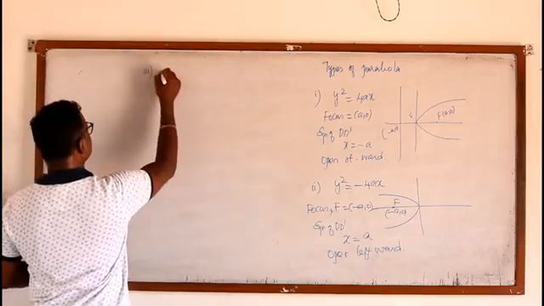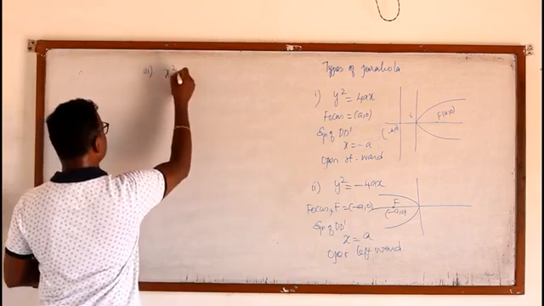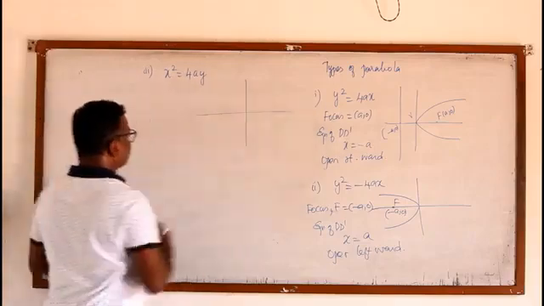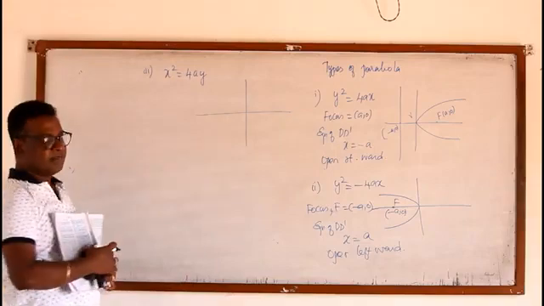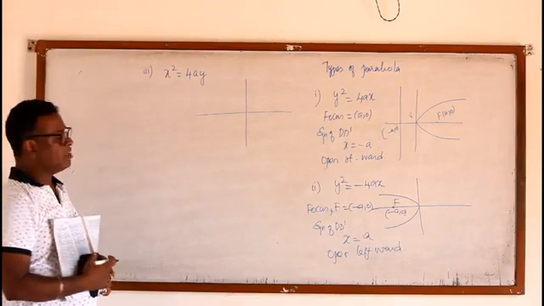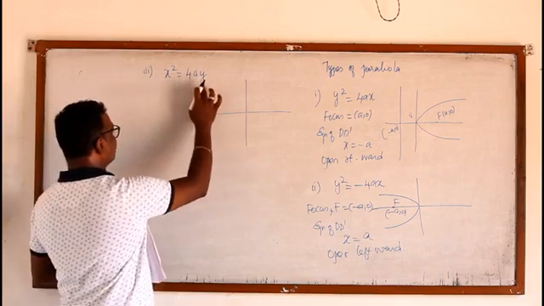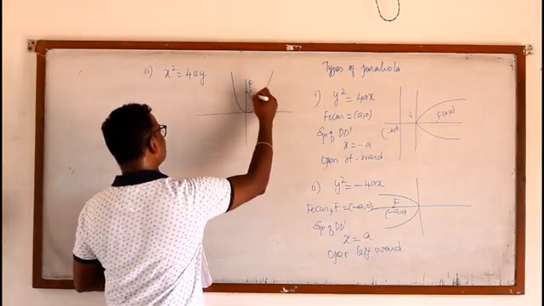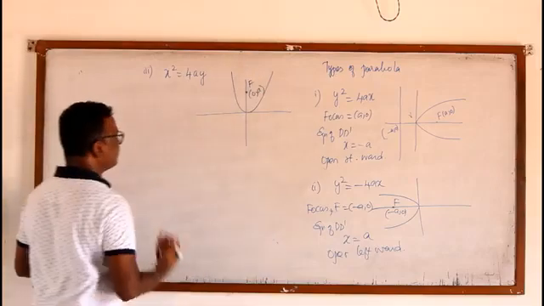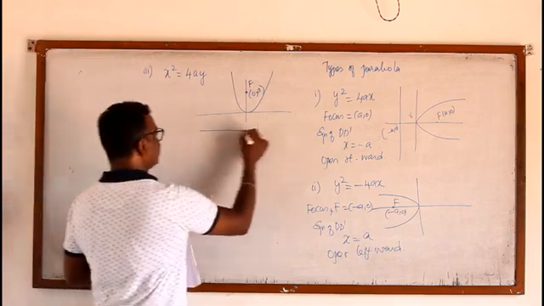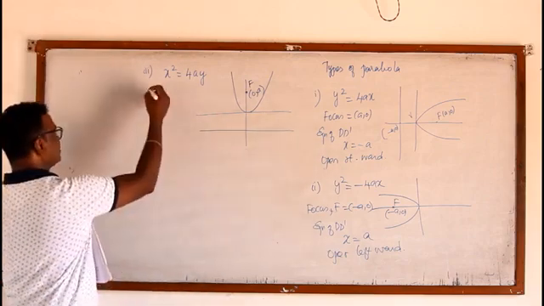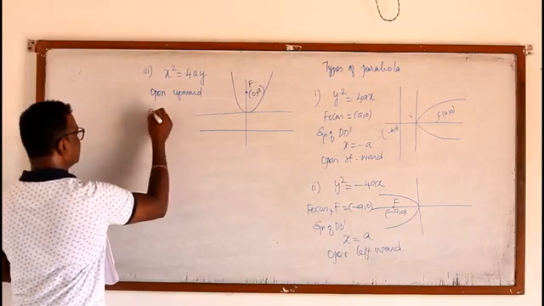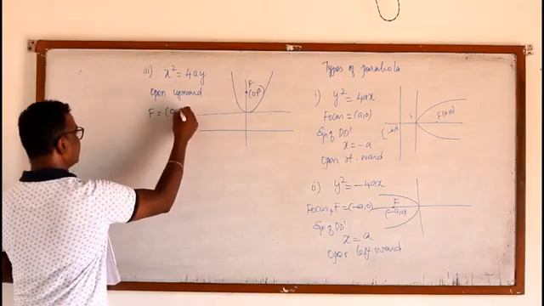Now, the third type is x square equal to 4ay. Try to understand: x square means the curve will be symmetric about the y axis. Here it is plus y, so the positive y axis, which means the curve will be of this form. The focus will be lying here, at the point 0, a, because it is a point on the y axis, and the directrix will be exactly opposite. So we can say the curve opens upward, and the focus will be 0, a.